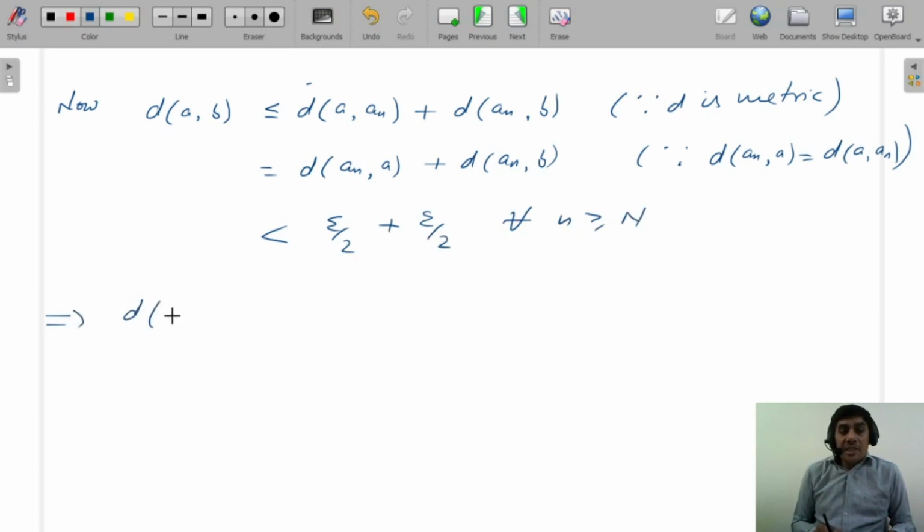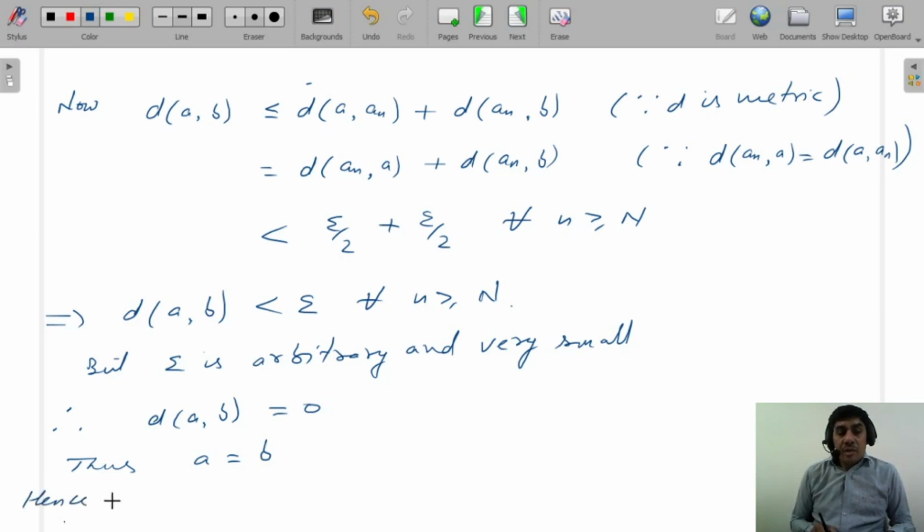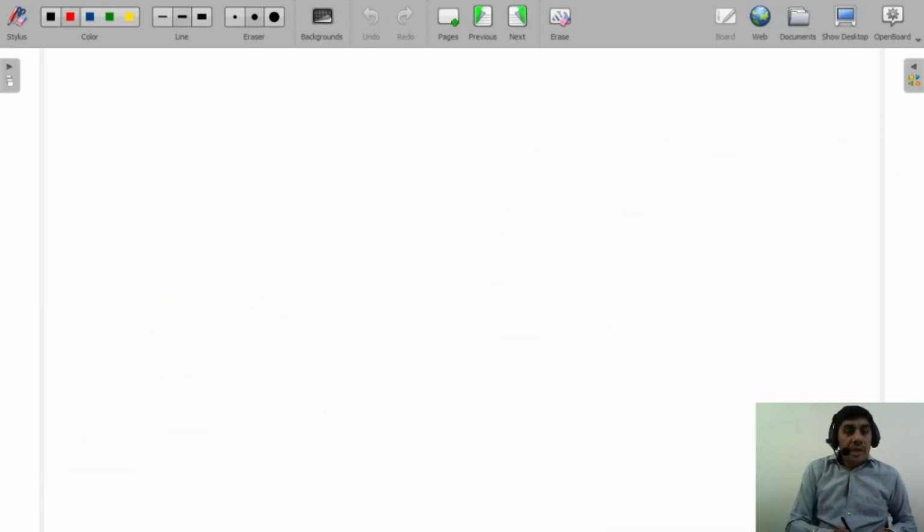This implies distance between a and b is less than epsilon for every n greater than or equal to capital N, but epsilon is arbitrary and very small. Therefore, distance between a and b is equal to 0. Thus, a is equal to b. Hence, the sequence a_n converges to a unique limit. Next theorem.